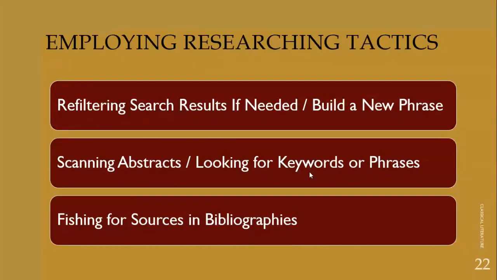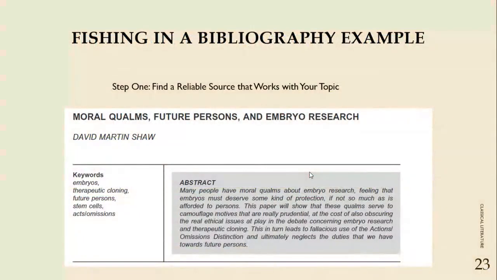Fishing for sources in the bibliographies is a very helpful tool, and it's going to help you build a network of knowledge, like I mentioned earlier, one of those goals for the researching stage. So let's say we found a resource that works for us, and let's say it's that very first one that came up in that search. So we have moral qualms, future persons, embryo research. Here's an example of the abstract. All those academic journals are going to have some sort of abstract. They're all going to have keywords that come up as well. And let's say just based on this abstract and these keywords, it's like, okay, I think I can work with this.